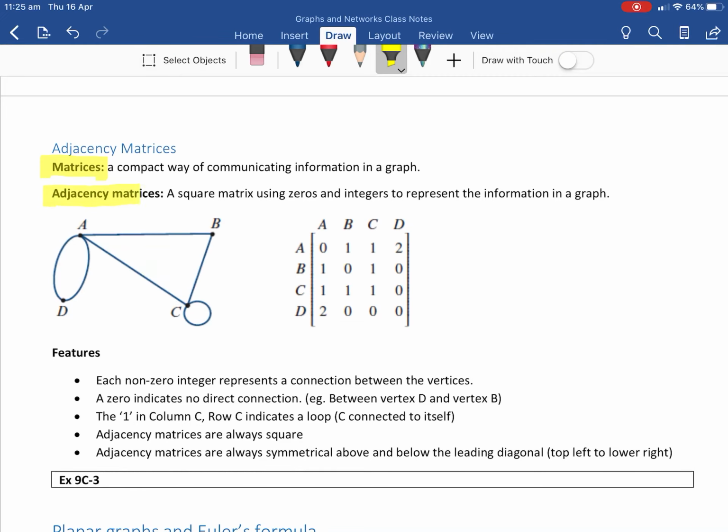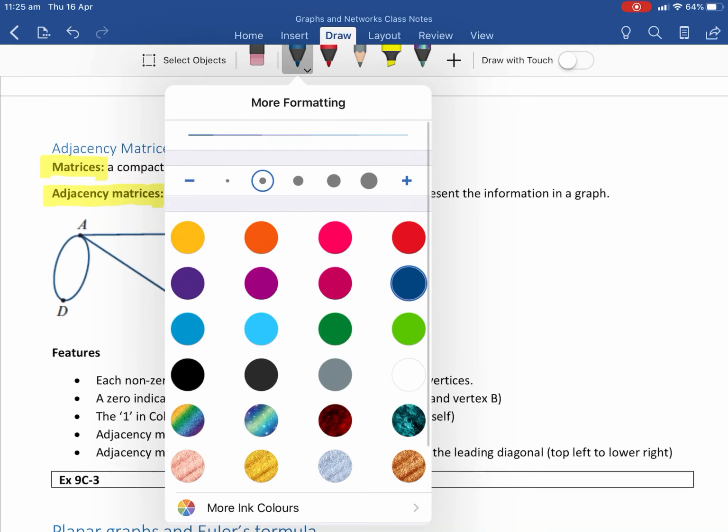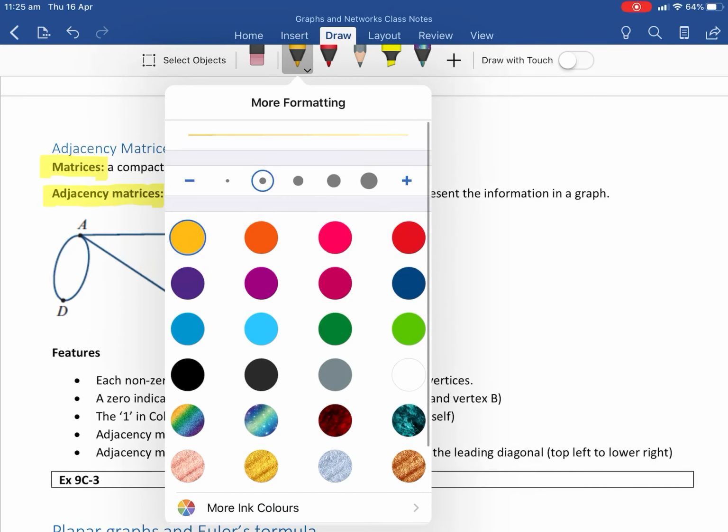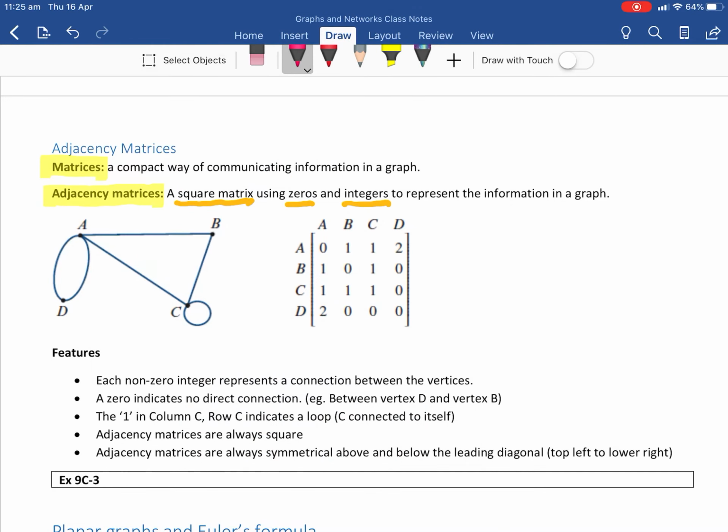An adjacency matrix is a square matrix using zeros and integers. Remember, integers are positive whole numbers, so 0 or positive whole numbers, to represent the information in a graph. If we look at the graph below, we've got our graph, and here's our matrix.